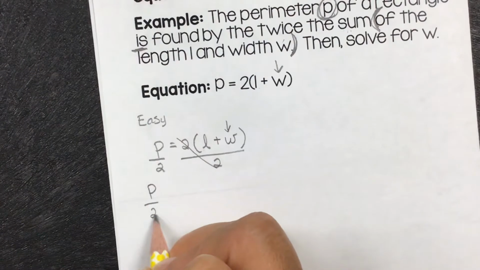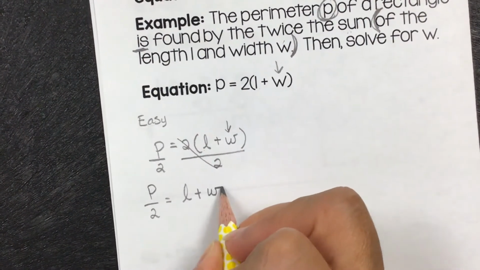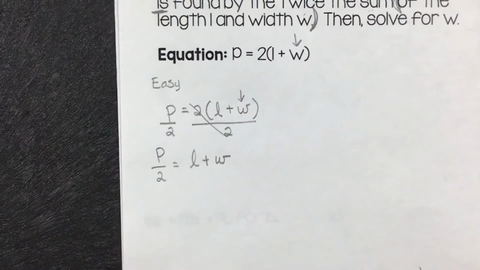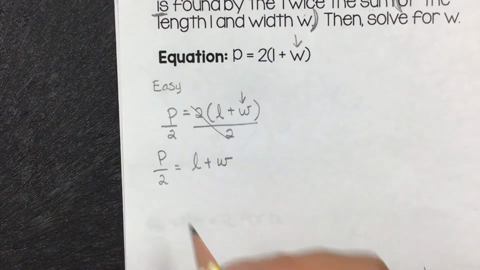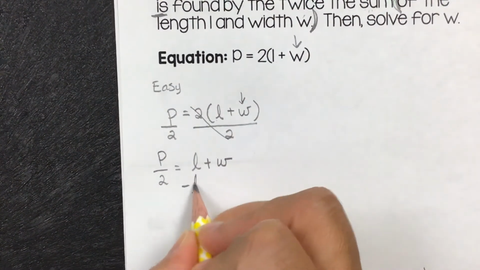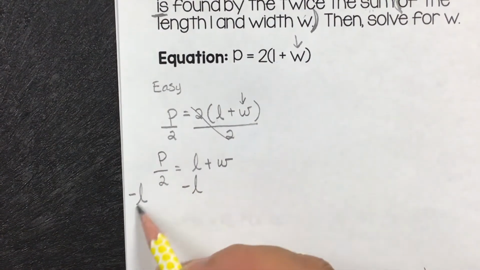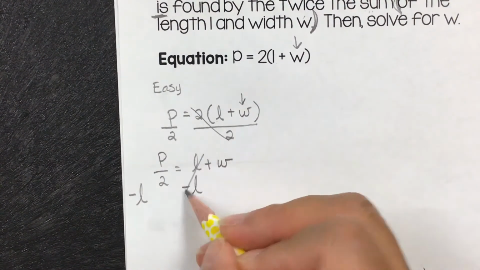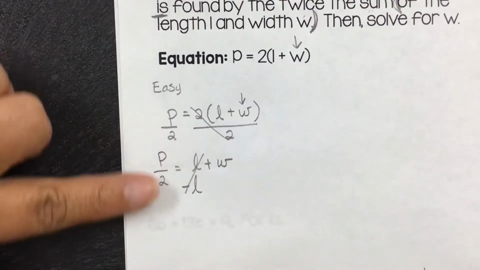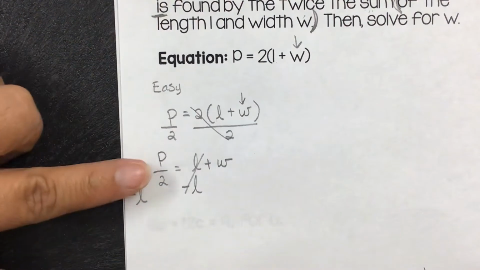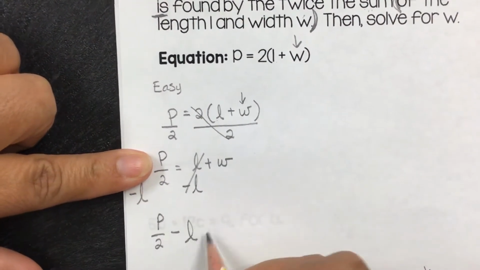So P divided by 2 is equal to L plus W. Since we got rid of the multiplication at the beginning, we no longer need those parentheses. Now we just need to subtract L from both sides. And I like to write it off to the side because you can't combine these. So I write from the top to the bottom. So I had P divided by 2 minus L is equal to W.